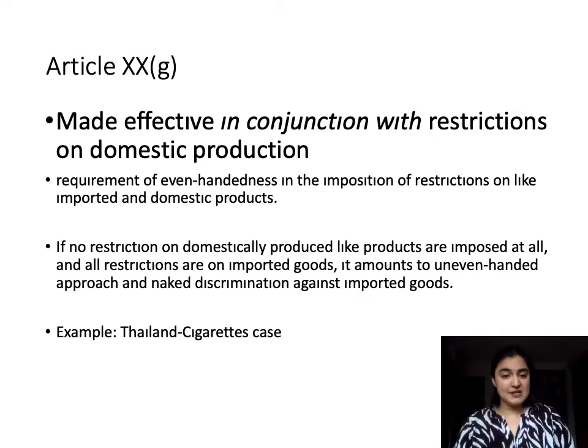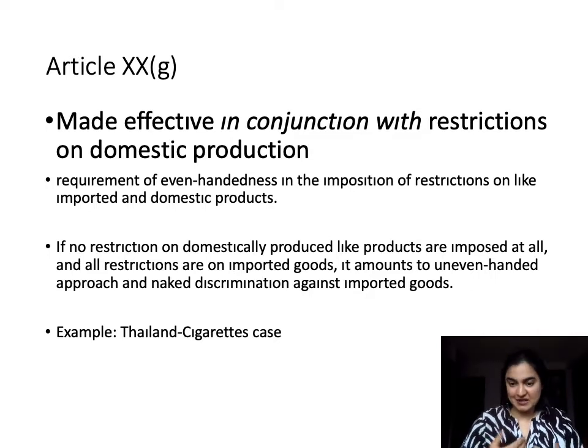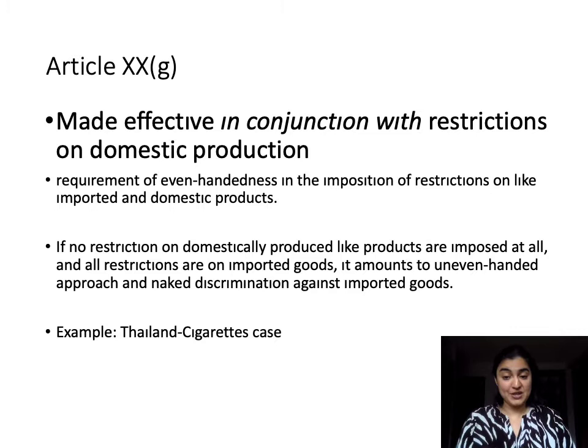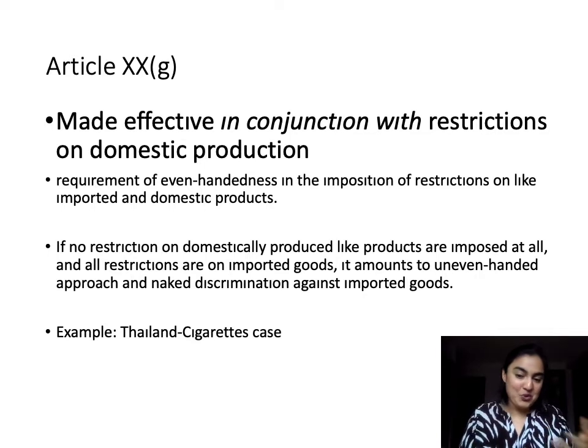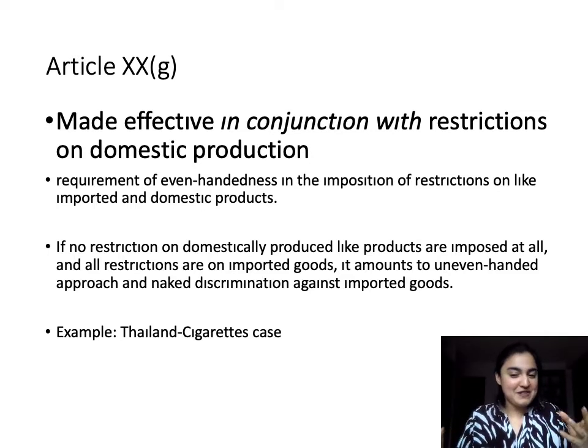And the third requirement is that the measure is made effective in conjunction with restrictions on domestic production. So this is a requirement of even-handedness in the imposition of restrictions on like imported and like domestic products. So if you have not imposed any restriction, for example, on a product or a like product that is produced domestically, and you've imposed all the restrictions on the imported goods, then that amounts to an uneven discrimination between imported and like domestic products, and that probably would tell the court that, hey, you have something else here.